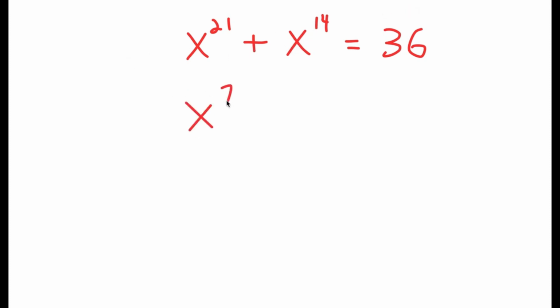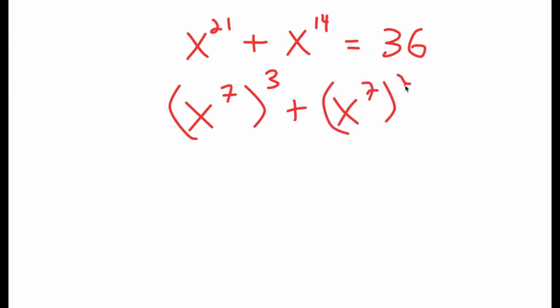Alright, so in this video, I'm going to solve the equation x to the power of 21 plus x to the power of 14 is equal to 36. So to solve this equation, I'm going to first rewrite this as x to the power of 7 to the power of 3 plus x to the power of 7 to the power of 2 is equal to 36.